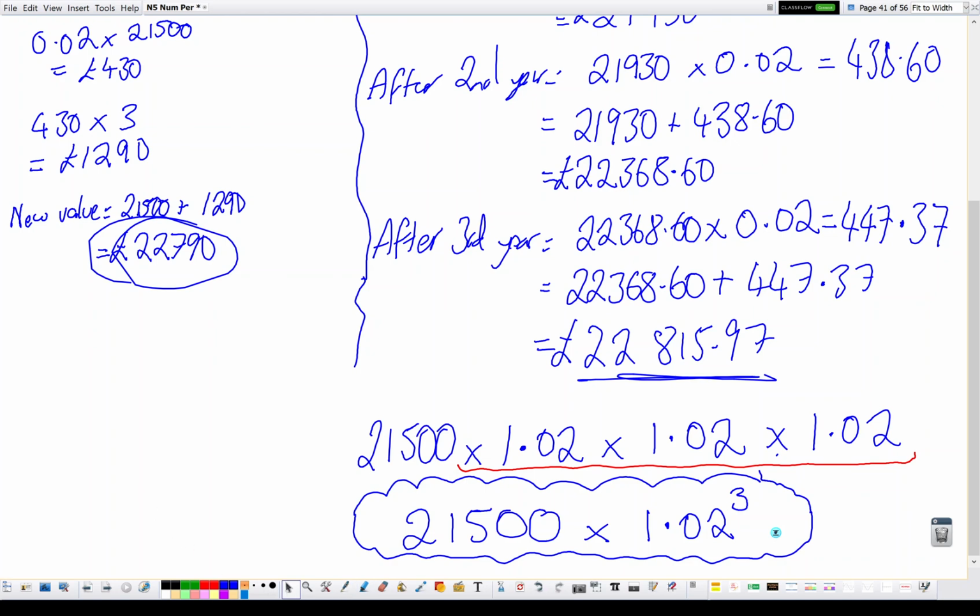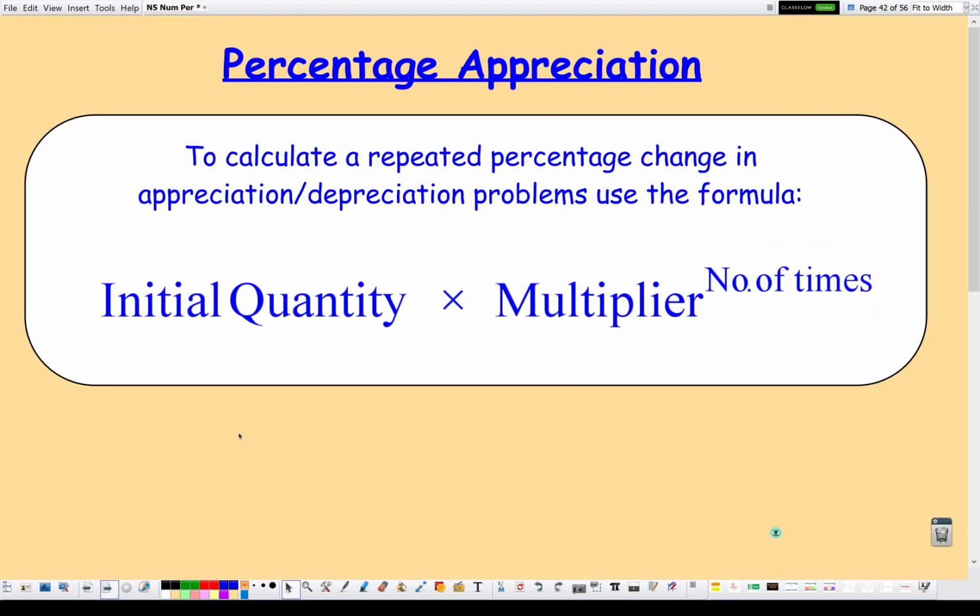Right, and what I need you to do now is copy down this formula. This is really, really important. It doesn't matter if you're going on to National 5 Numeracy or National 5 Maths, you're going to be using this in both courses. So it's a very, very important skill to learn.